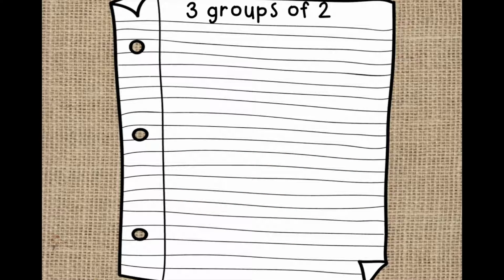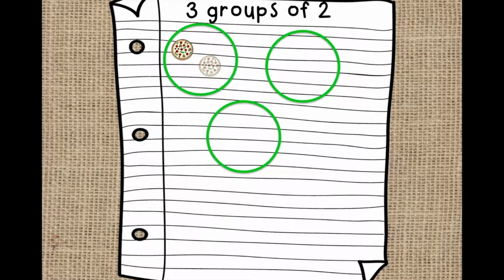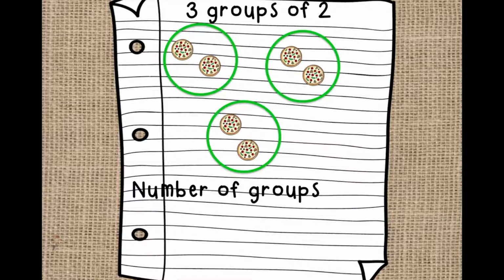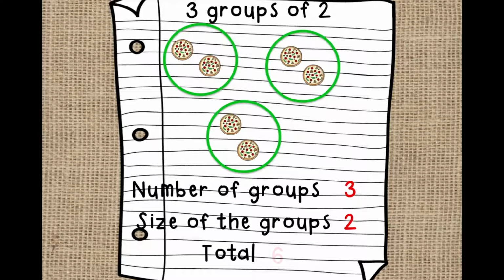For example, if we have 3 groups of 2, I'm going to draw 3 groups and put 2 pizzas in each. By looking at this, we can label each number in our multiplication problem. The number of groups is 3, the size of the groups is 2, and the total is 6. We have 6 pizzas in all. So 3 times 2 equals 6.